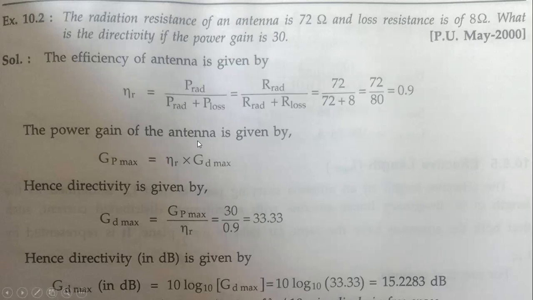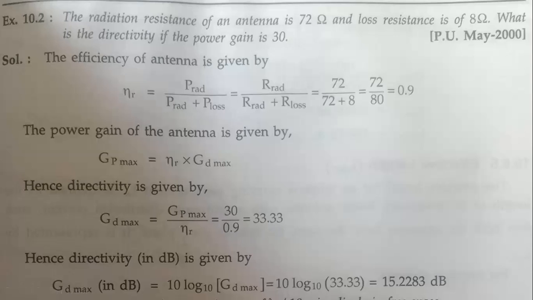So here the power gain of the antenna can be given by, the maximum power gain, G max, where P max is the power and capital G is the gain. So the maximum power gain can be determined as efficiency times the maximum directivity gain. How can we find this maximum directivity gain? The maximum directivity gain can be calculated as P max divided by eta, the intrinsic impedance. Here the 30 is the given power gain. So 30 divided by 0.9, you will get 33.33.